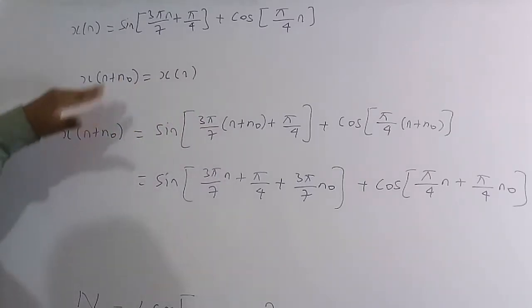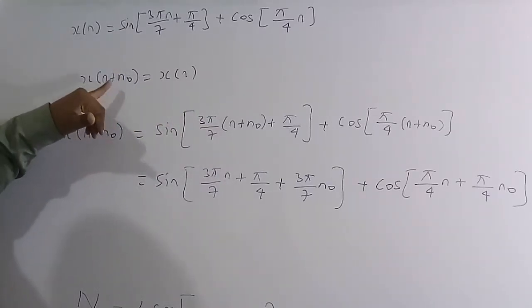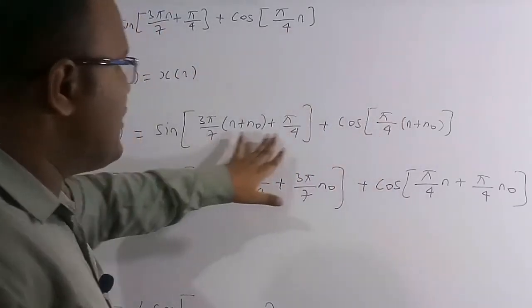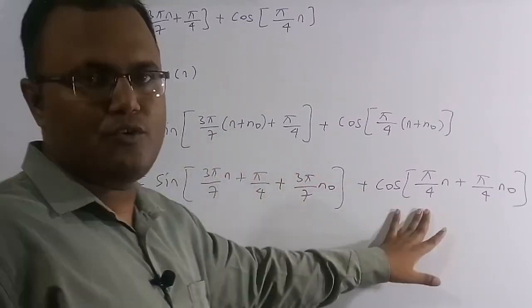So therefore here x of n we know. So now in the place of n substitute n plus n naught. So wherever n is there, I am going to substitute here n plus n naught. So now I am going to do the simplification. So therefore this is the thing I am going to get finally.